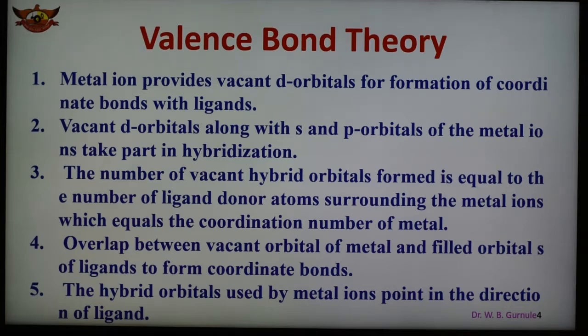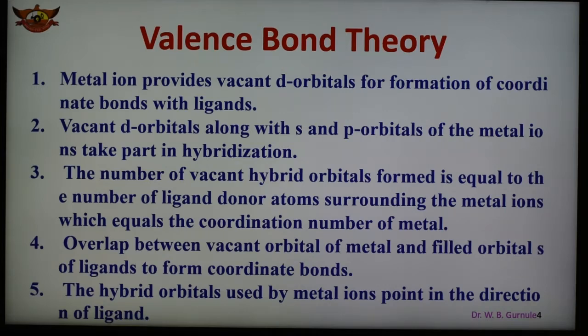The important points of this theory are given here. The first point is that the metal ion provides. These are the important postulates, the important points of the valence bond theory given by Pauling. Here, as we know, a complex contains a metal ion and ligands, and between the metal and ligand there is the formation of a coordinate bond. So in a complex a coordinate bond is present, and that is why these compounds are known as coordination compounds, because of the formation of coordinate bonds.